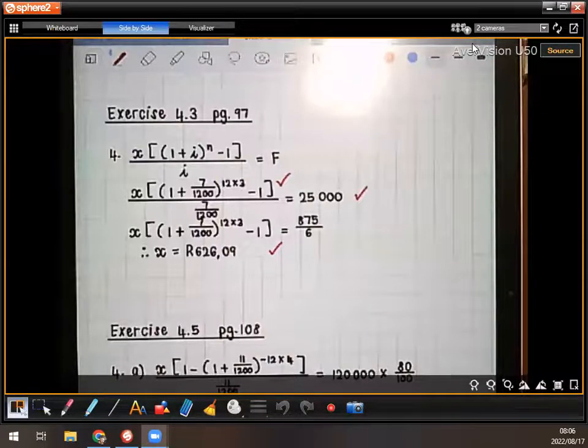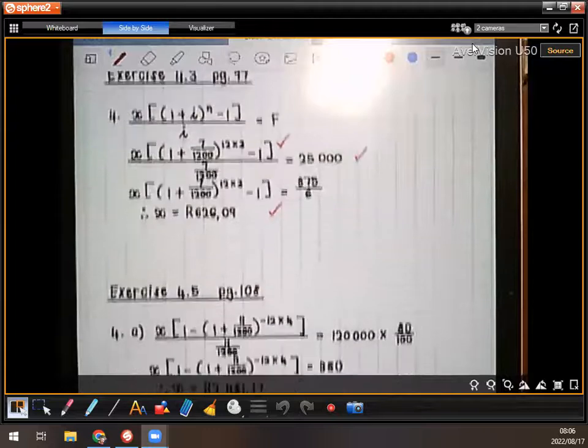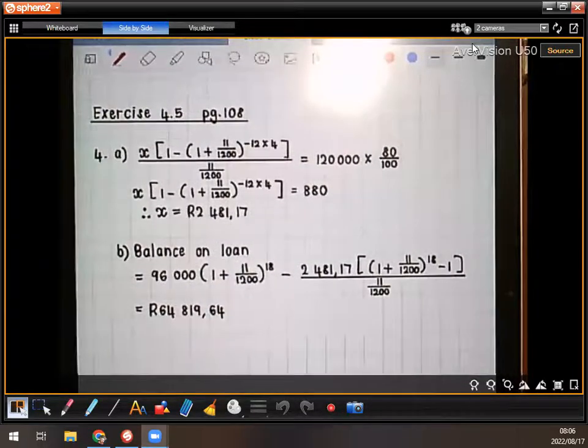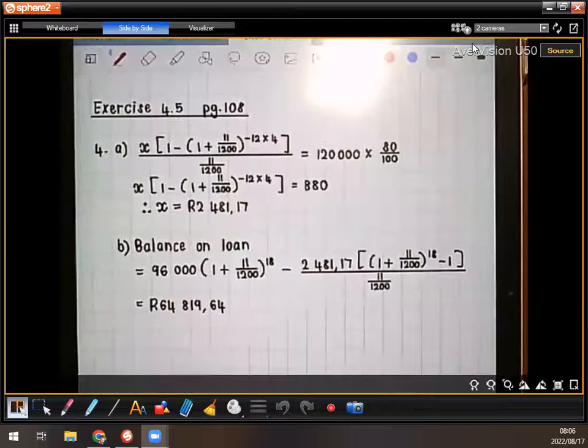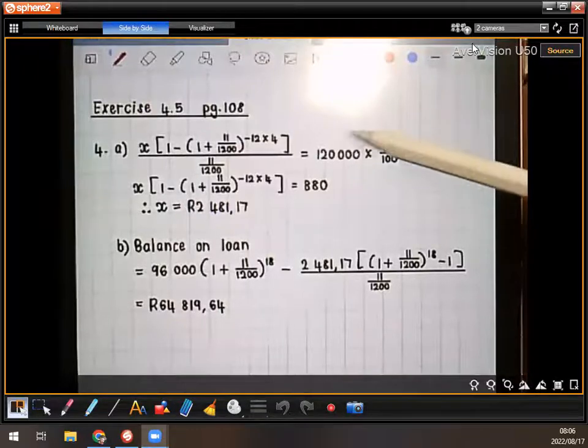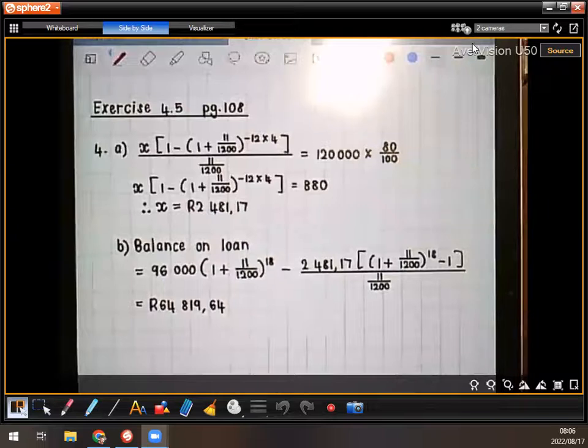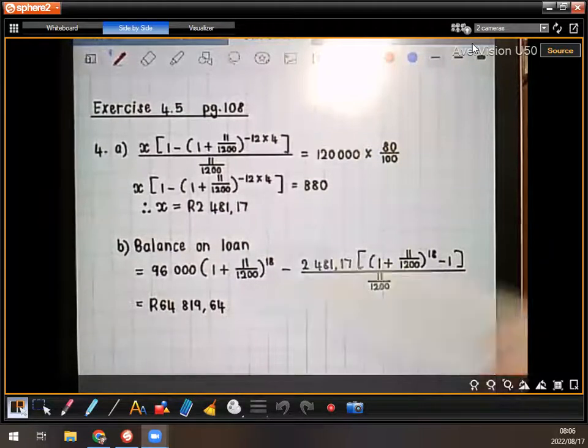Sorry about that. Okay, 636,09, that was the answer there. For the next one, it was a bit more complicated, but quite similar to yesterday's example that we did. They said that this person pays a 20% deposit and then takes out a loan for the rest. So that is why I calculated 80% of 120,000, because the deposit was 20%.